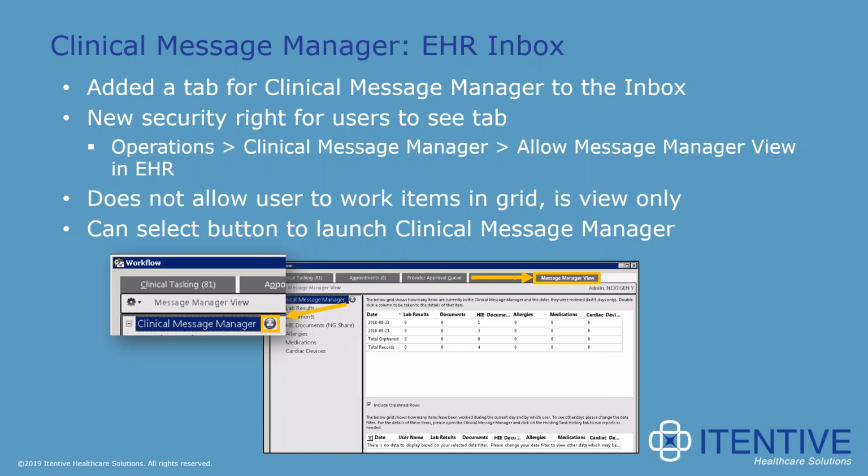And then that bottom grid shows how many items have been worked through during the current day and by which user. And then if that date range that's selected actually contains no data, a helpful message is actually going to show up so the user knows. It'll say, there is no data to display based on your selected date filter. Please change your date filter to view other data.